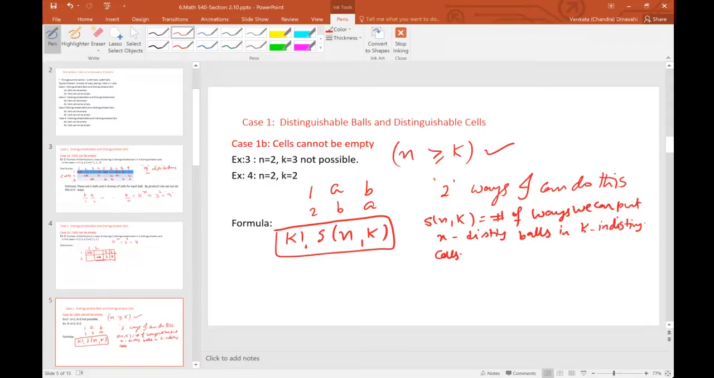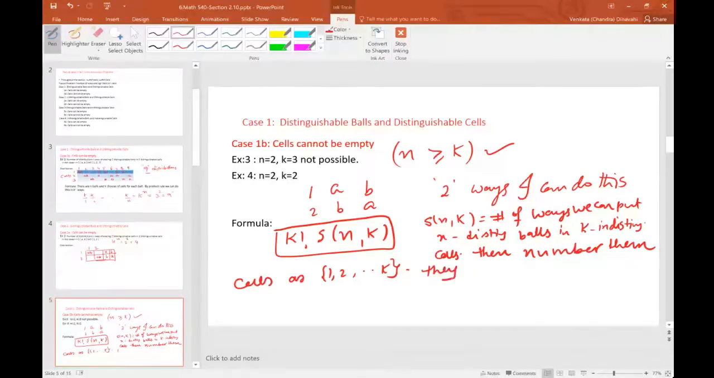So assume initially all the cells are the same thing and you arrange them. Then number the cells as 1 to k. Now you are giving them a number. That means now you are distinguishing between them, and you see how many ways they can arrange among themselves, and they can arrange among themselves in k factorial ways.